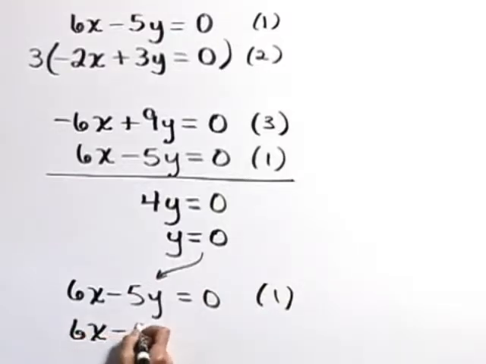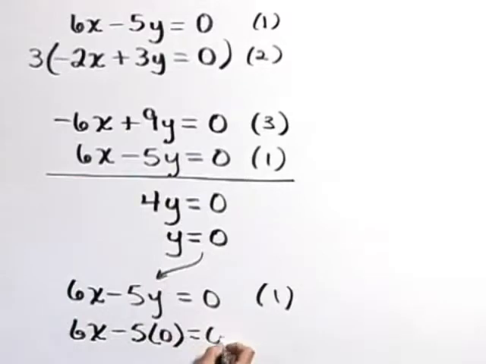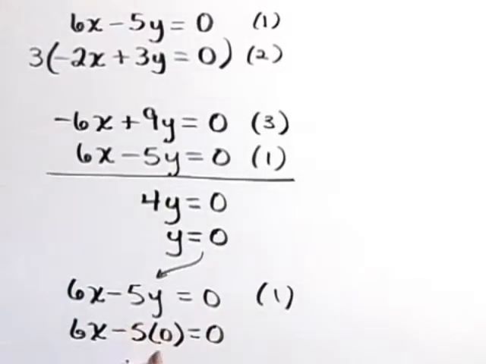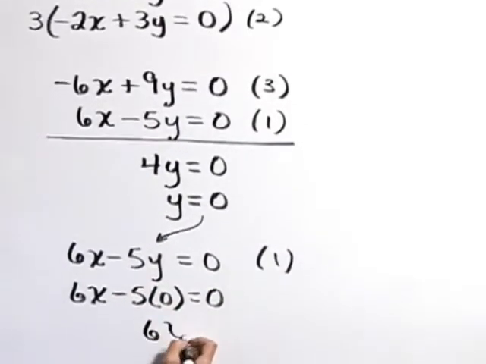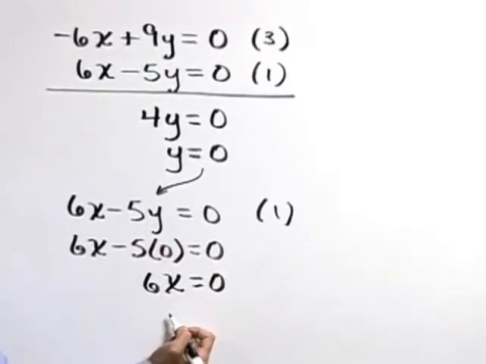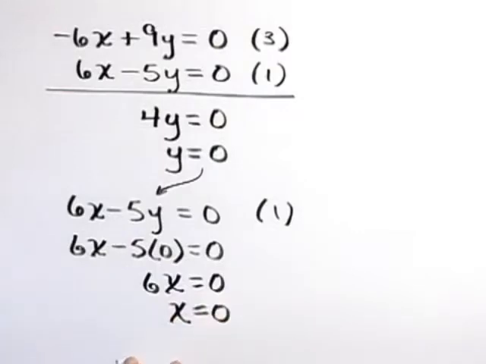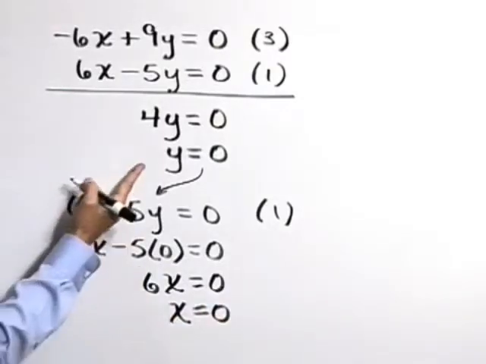So 6x minus 5 times 0 is equal to 0. 5 times 0 is 0, leaving 6x is equal to 0. And dividing both sides by 6 gives x is equal to 0. So we've solved the system. We have x equals 0 and y equals 0.